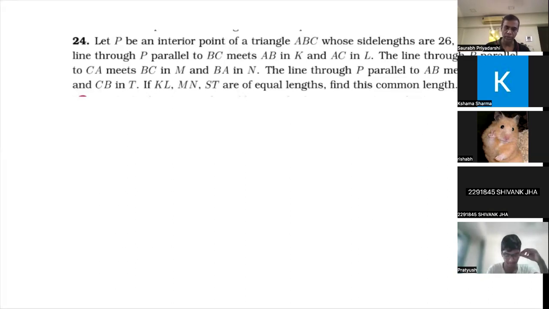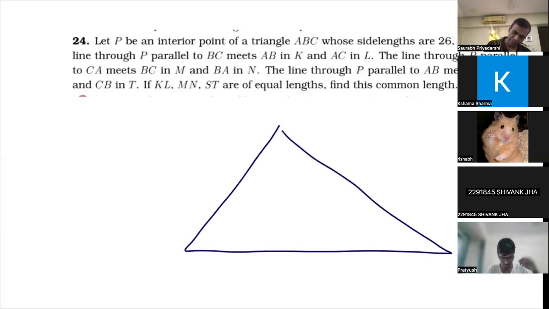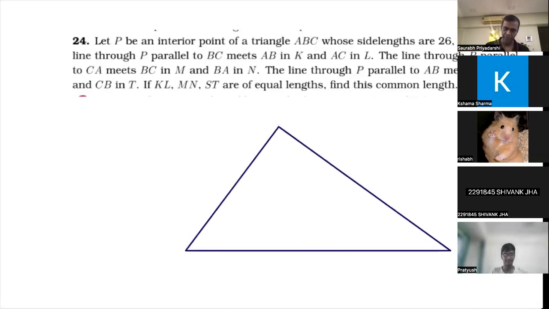This is the question of IOQM in 2017. P is the interior point in triangle ABC, right? This point is P. The first line is parallel to this. Second line is parallel to AC.